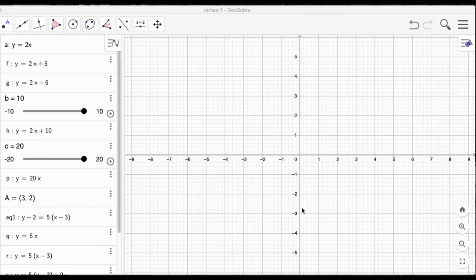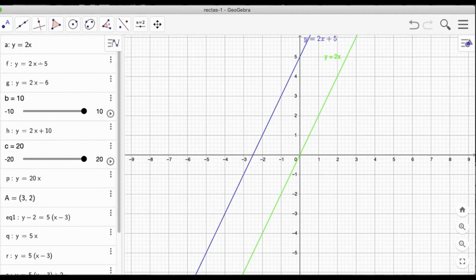And we start with a very basic line. Here, for example, y equals 2x. This is a function, and its graph is a line that goes through 0, 0, and as we grow in x, it grows in y. Now, for example, we have another line, 2x plus 5, which is parallel, and 2x minus 6 is parallel to this one.